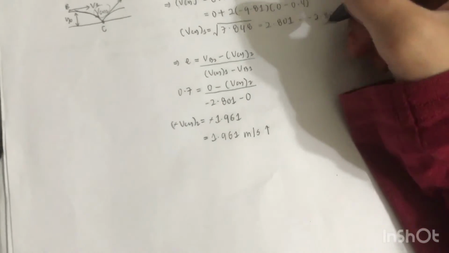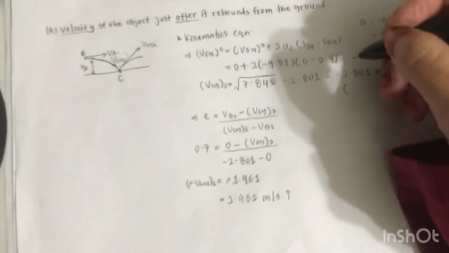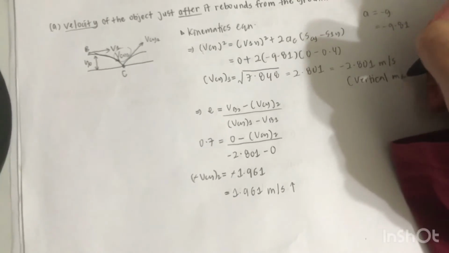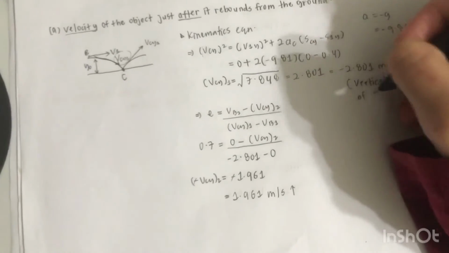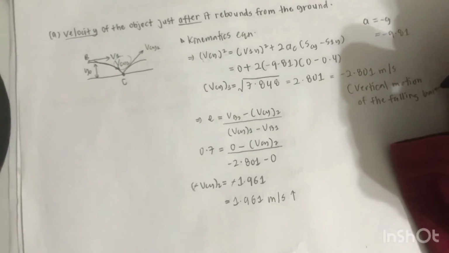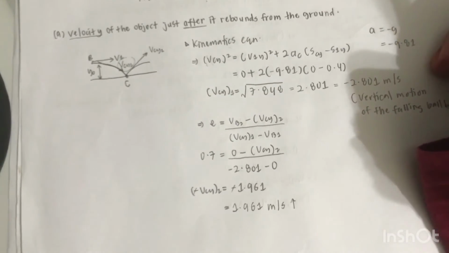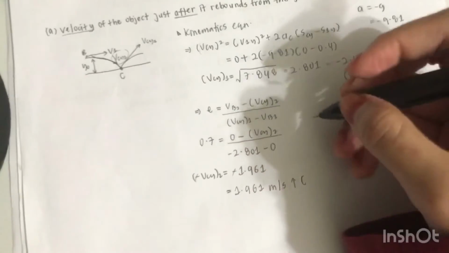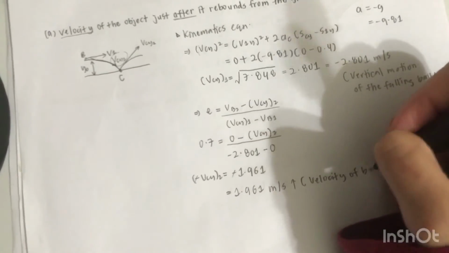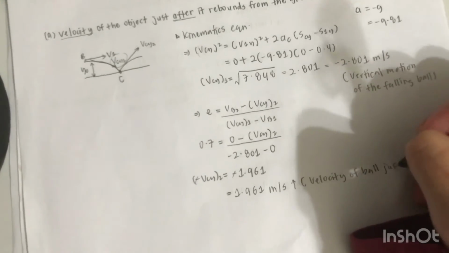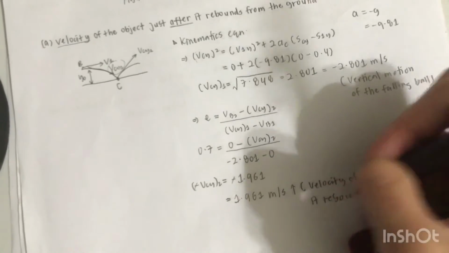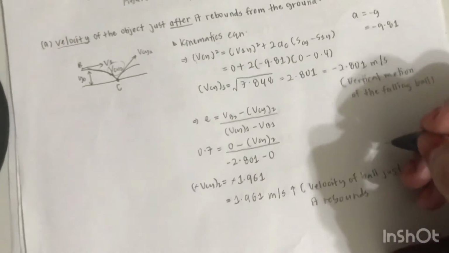Basically, this is the velocity of the vertical motion of the falling ball, and this is the velocity of the ball just after it rebounds from the ground.